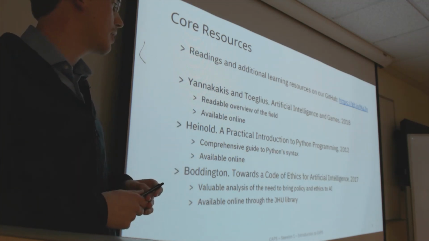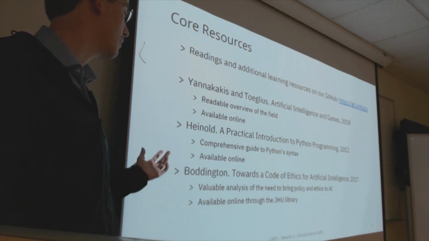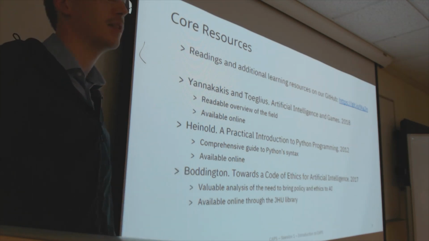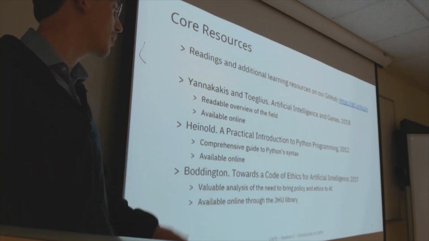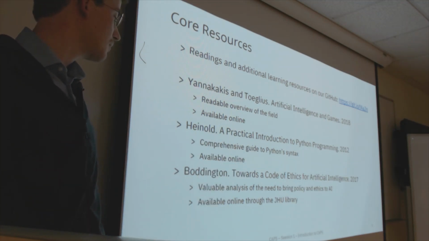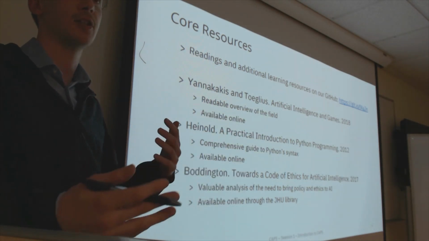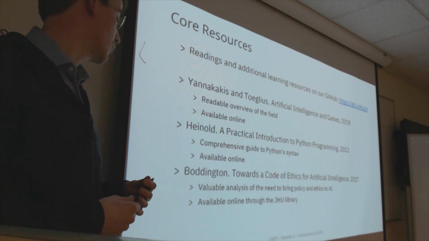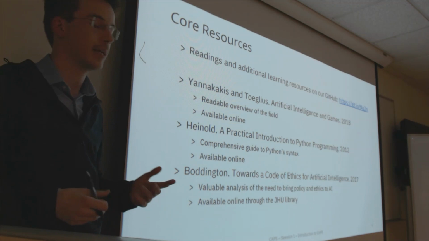If you want to learn more about Python as we're doing this workshop, then A Practical Introduction to Python Programming by Heinold is a good starting point. It's a plain, comprehensive guide to the syntax of Python, so not so much the concepts of programming itself, but just Python. And finally, for the policy side, the ethics of artificial intelligence-based decision-making, the book by Boddington, Towards a Code of Ethics for Artificial Intelligence, is a good starting point. That's available through the JHU library, so you can get copies online.